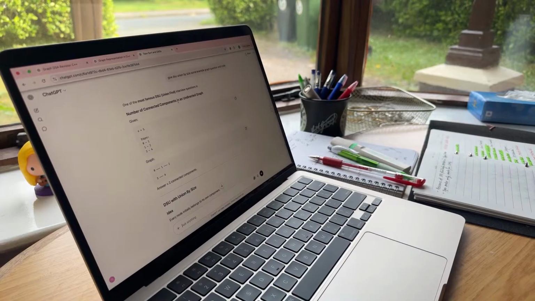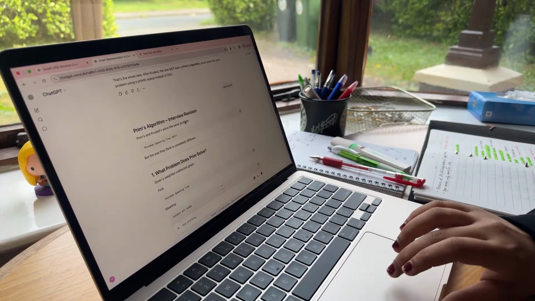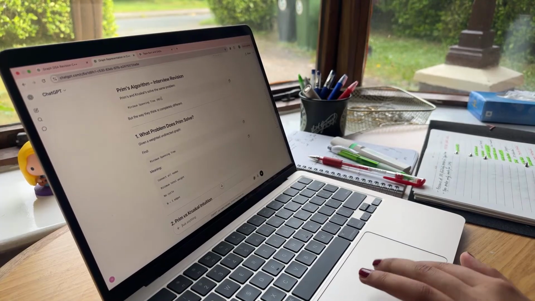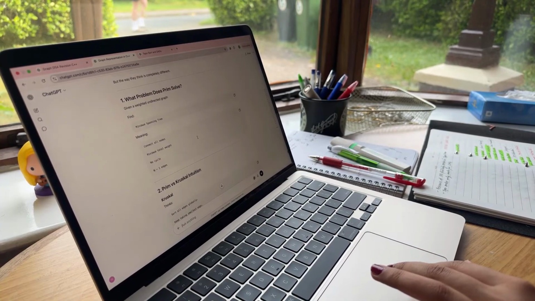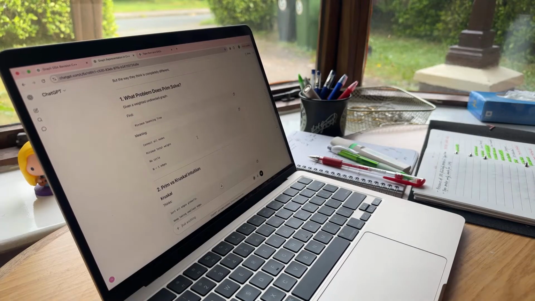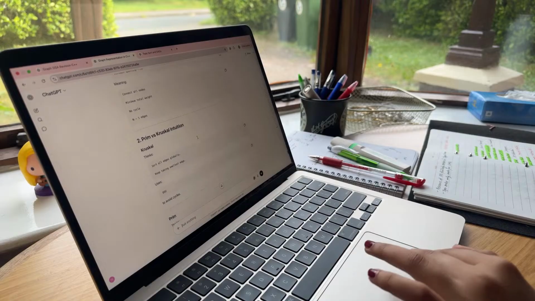One of the most famous DSU union find observation. Oh, I'll do it later. Prim's and Kruskal solve the same problem, which is MST. What problem does Prim solve? Given a weighted undirected graph, you have to connect all the nodes, minimum total weight, no cycle, n minus 1 edges.